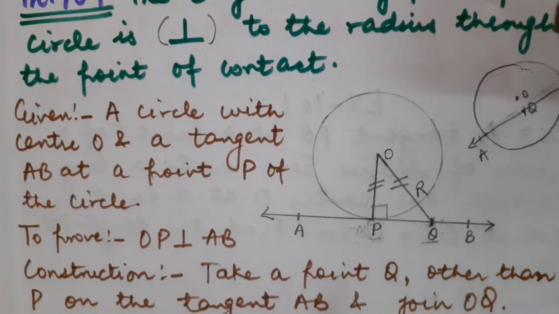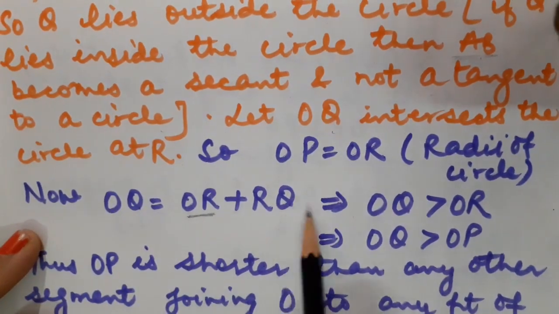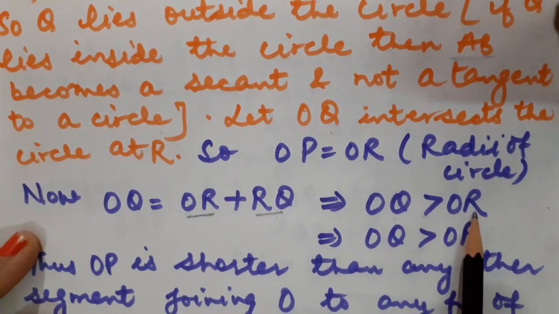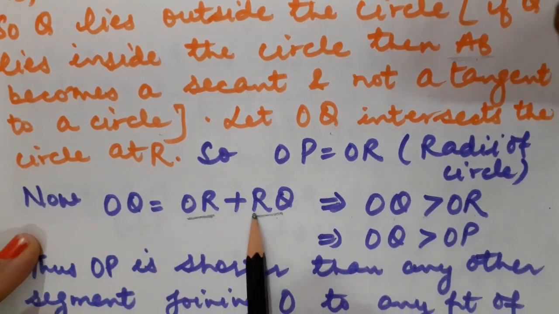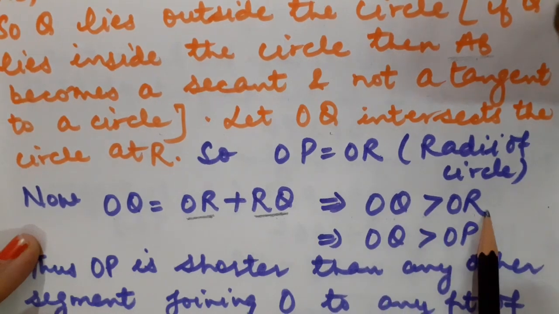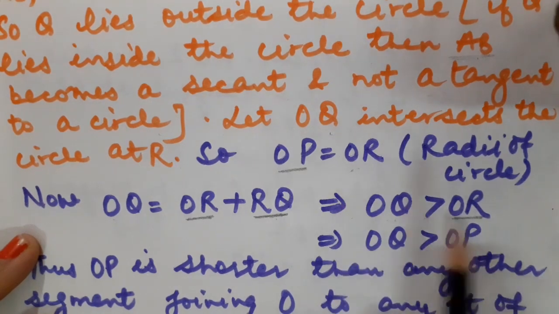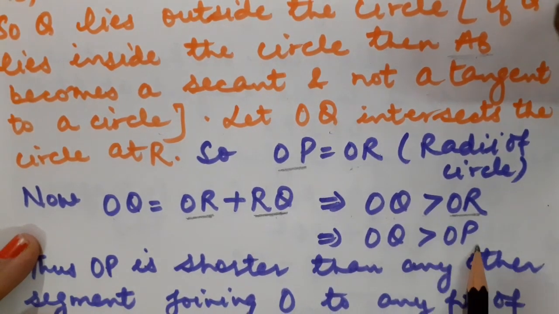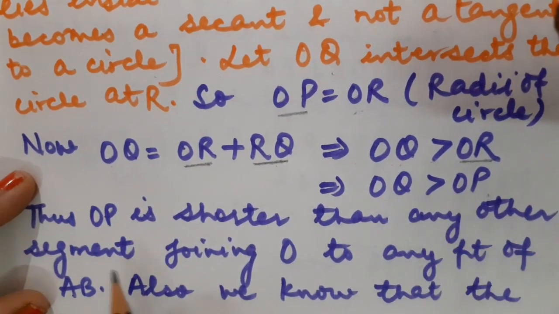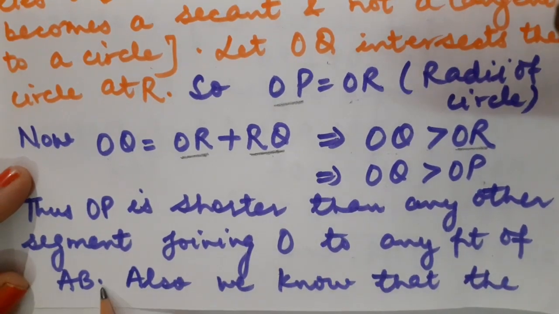OQ is greater than OP. Please look. As OQ is the summation of OR and RQ, what can I say? That OQ is greater than OR, because OQ is made when I added RQ to OR. And OR and OP both are equal because they both are radii of the circle. So can I say that OQ is greater than OP as well? So thus OP is shorter than any other segment joining the point O to any point on AB.